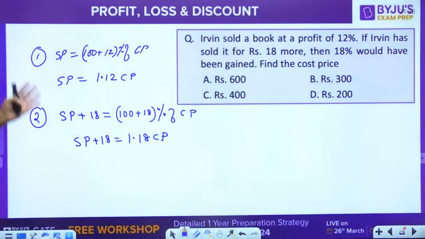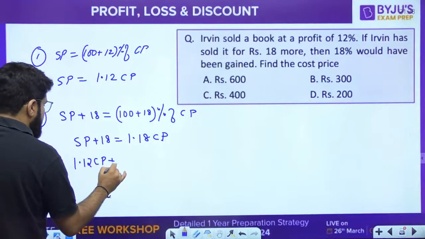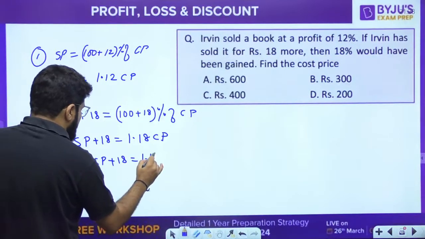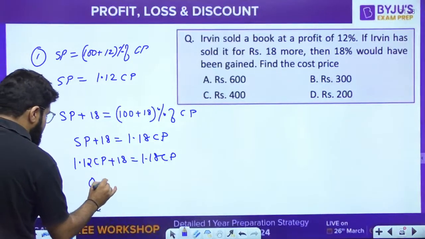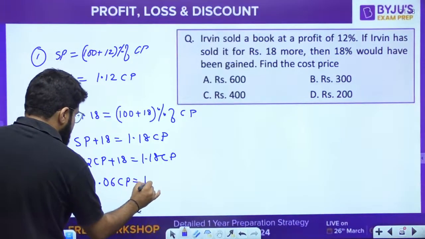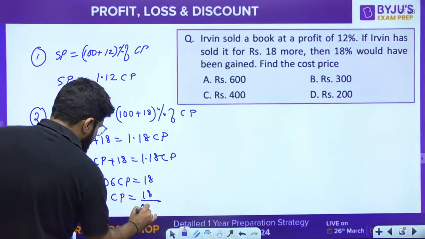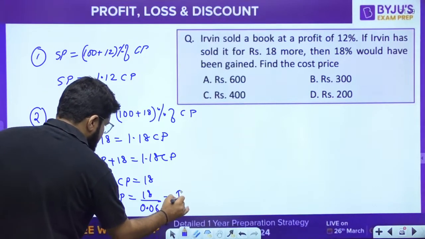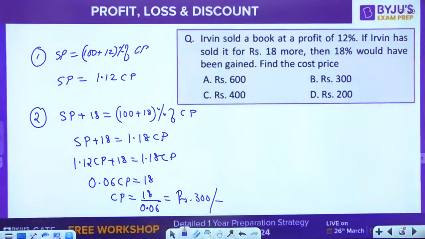Find the cost price. So replace SP, and you'll get the cost price. What is SP? 1.12 CP plus 18 is 1.18 CP. So that is 6%, that is 0.06 CP is equal to 18. So what is the CP? It is 18 by 0.06. So that is rupees 300.